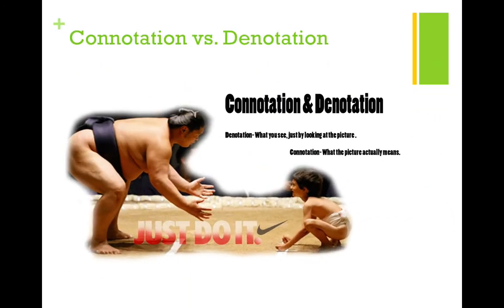I love this picture. Connotation and denotation. Denotation is what you see just by looking at the picture, and connotation is what the picture really means. Or if we're talking about a text, denotation is what you read just by reading the words, and connotation is what the text actually means.